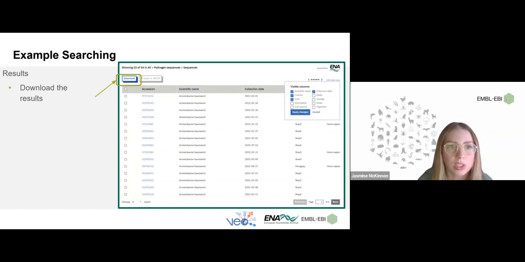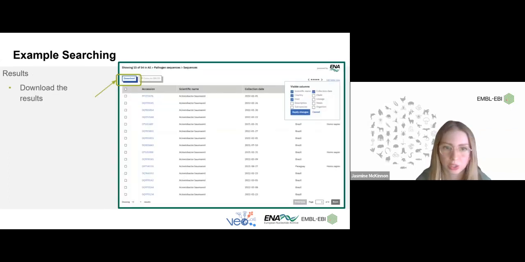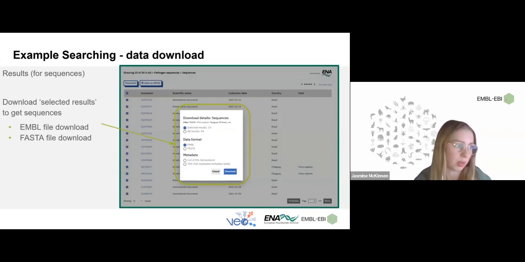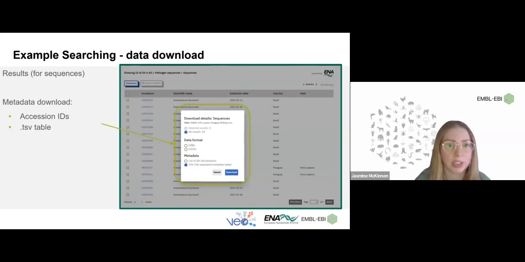You can also download the results. So you can click the download button in the top left corner, and it will show you this download details box. And you must select the results first. You can only download the visible results at the moment. It's not possible right now to download all results. We're working on improving that, but you can download a small subset, either of the EMBL flat file or the FASTA format sequences. And you'll get a text file just like that. This is the example of a FASTA file.